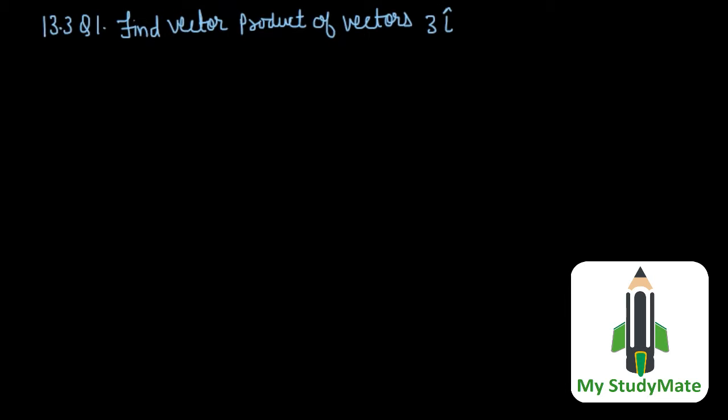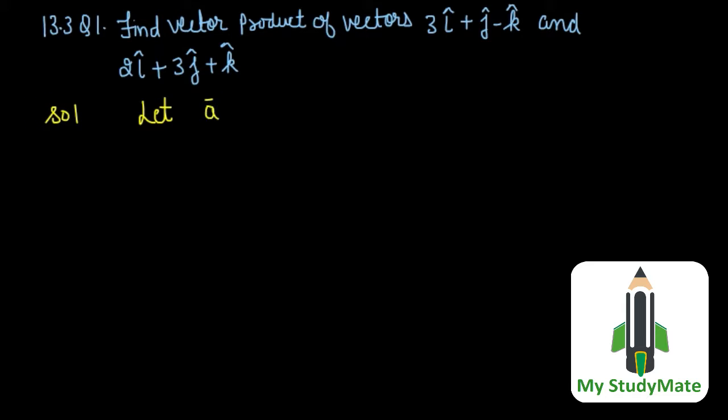In this video, we are going to solve question number 1 from exercise 13.3. Find the vector product of vectors 3i cap + j cap - k cap and 2i cap + 3j cap + k cap. Let vector A = 3i cap + j cap - k cap and vector B = 2i cap + 3j cap + k cap.